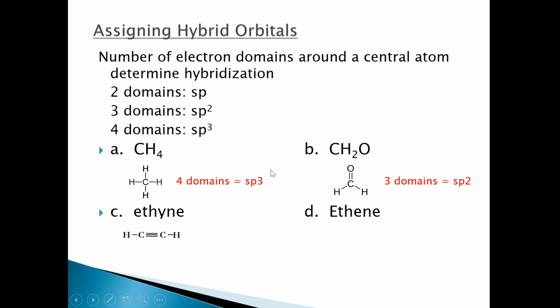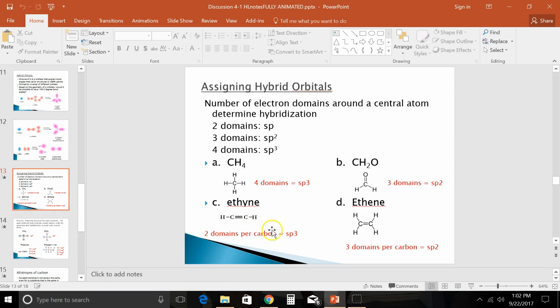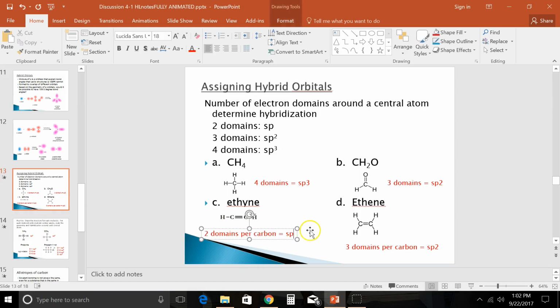Ethine has a carbon-carbon triple bond, so it has 2 central atoms here, right? Both carbon atoms, and since both carbon atoms have 2 electron domains around them, we'll show sp hybridization, excuse me.